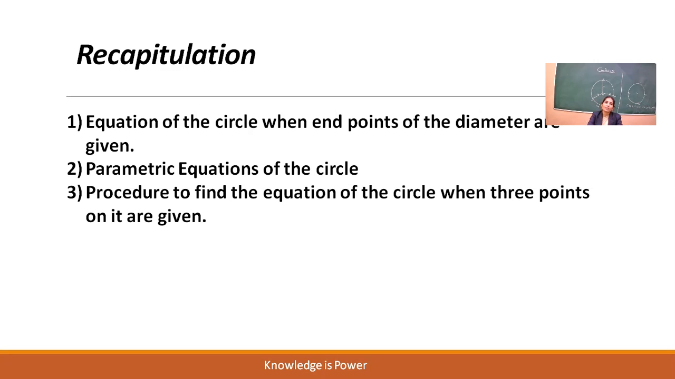Children, what is the equation of the circle when endpoints of the diameter are (x1, y1), (x2, y2)? That is (x minus x1)(x minus x2) plus (y minus y1)(y minus y2) equal to 0. If (h, k) is the center and r is the radius of the circle S equal to 0, what are the parametric equations, children? x is equal to h plus r cos theta, y is equal to k plus r sin theta, where 0 less than or equal to theta less than 2 pi. Here theta is a parameter.